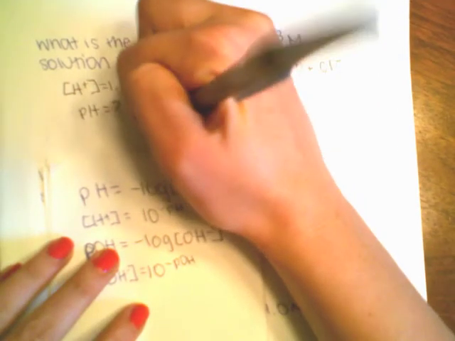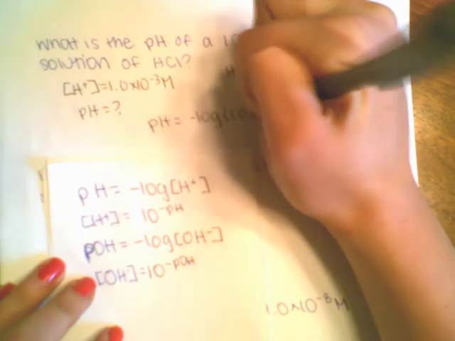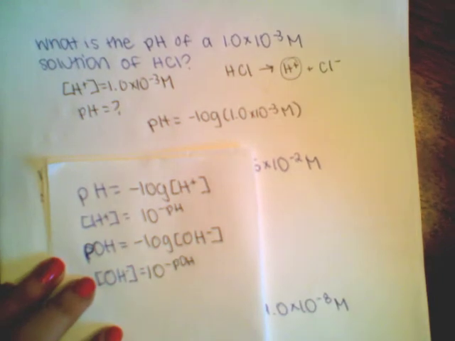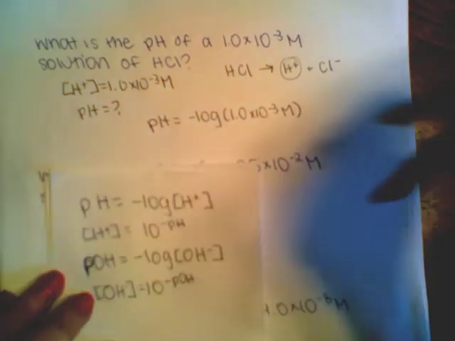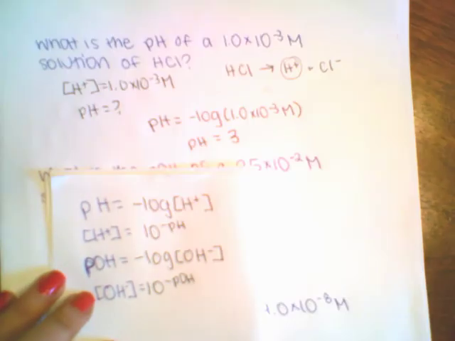So we have pH equals negative log of 1.0 times 10 to the negative 3 molar. And when you plug that into your calculator, you should get an answer of 3. So pH equals 3.